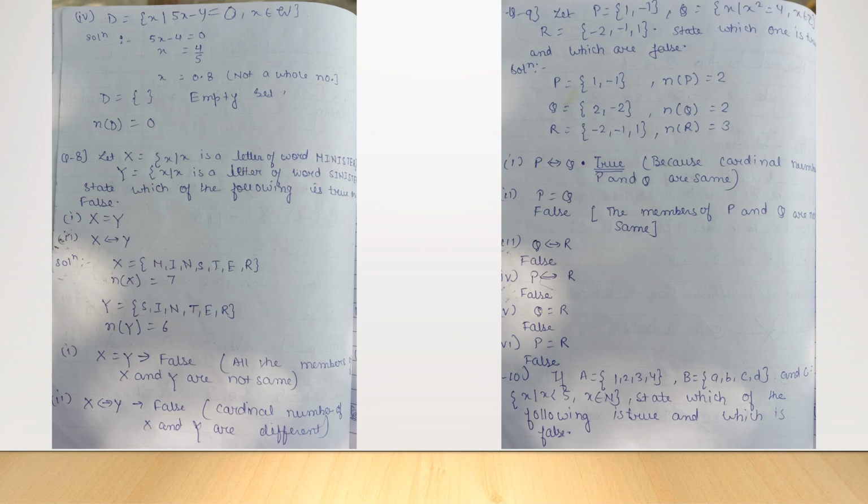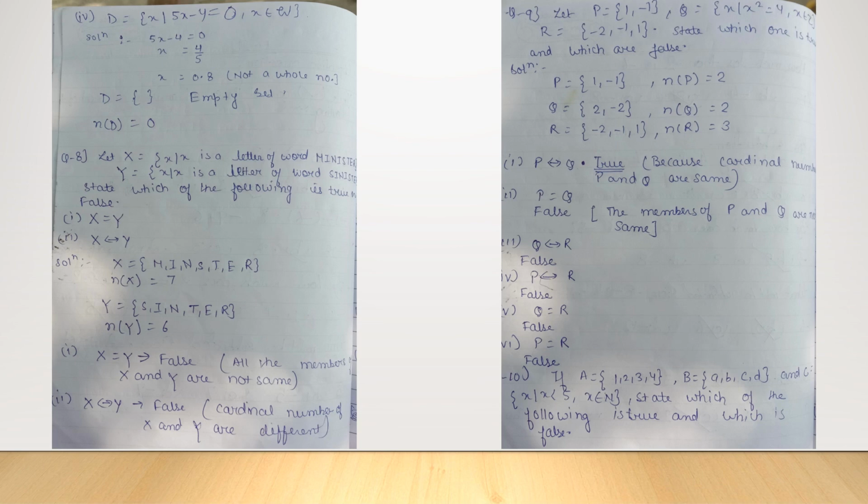Now we'll do the parts. P is equivalent to Q. It is true because both the sets P and Q are having the same cardinal number. Second, P is equal to Q. It is false because although they have the same cardinal number, the members of the sets are different. Third, Q is equivalent to R. It is false because Q and R are having different cardinal numbers.